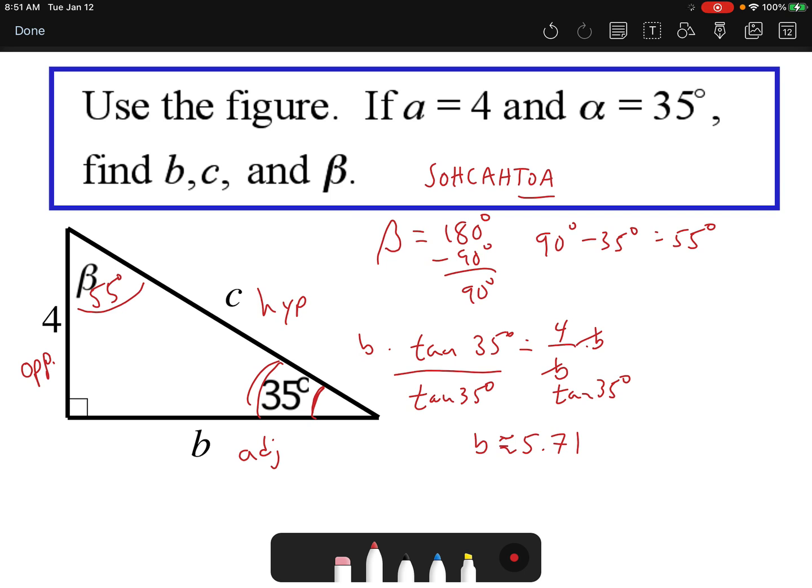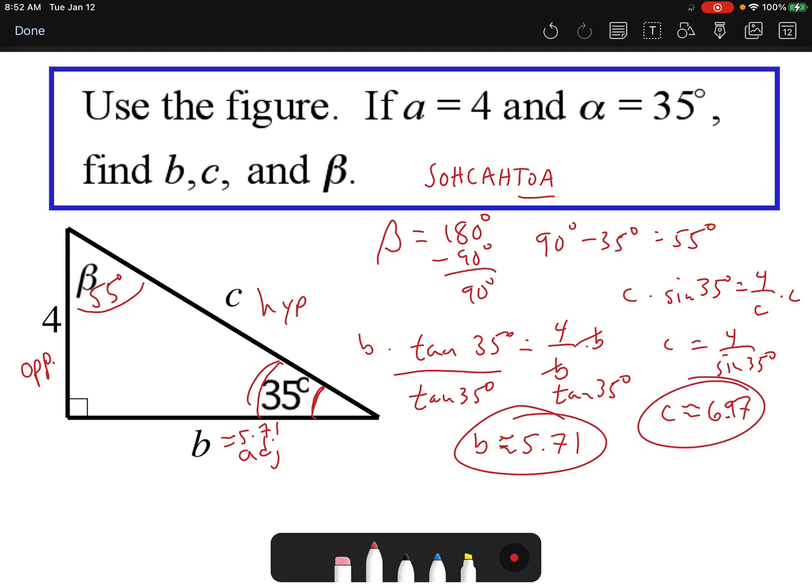Okay, now let's say I want to find C. Well, I could find C using the Pythagorean theorem if I wanted. I'm going to use sine of 35, which is opposite over hypotenuse. And then I'm going to go through the algebra, divide by sine of 35. So it's 4 divided by sine 35. So C is approximately 6.97.